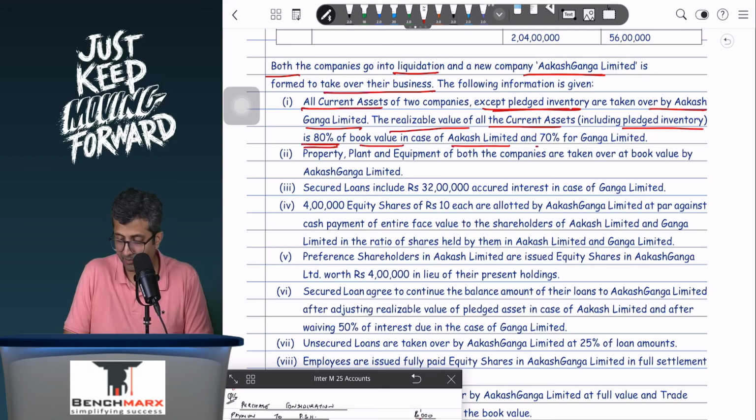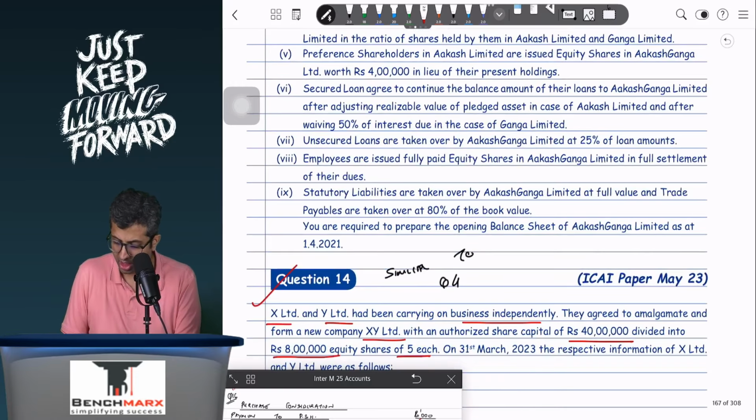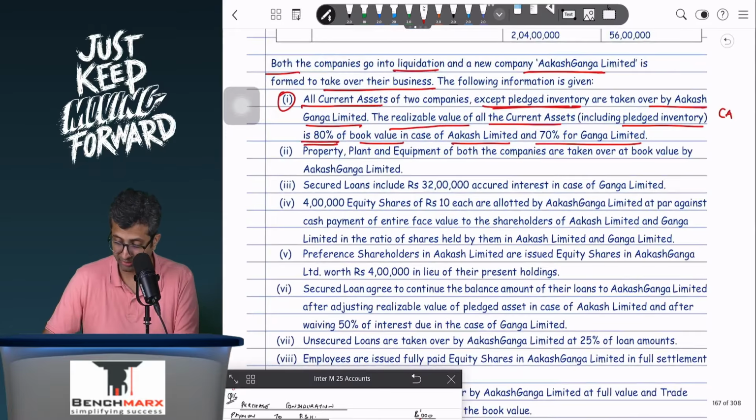Okay, so this will help you in finding the assets. It's a slightly different adjustment. What is asked at the end? You are required to prepare the opening balance sheet of Akash Ganga as at 1st April 21. So this will help you in finding the current assets. Okay, property, plant and equipment of both companies are taken over at book values. That's fine. Secured loans are at 32 lakhs and include accrued interest of Akash Ganga.